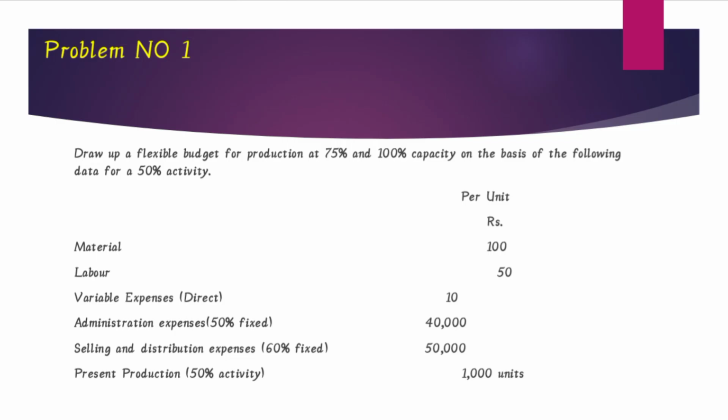First, material 100 rupees per unit, labor 50 rupees per unit, variable expenses 10 rupees per unit, administration expenses 40 rupees per unit. From that, 50% will be fixed, which means 50% will be flexible. Then selling and distribution expenses 50,000 rupees. From that, 60% will be fixed, then 40% will be flexible. Then the present production for 50% capacity level will be 1000 units.